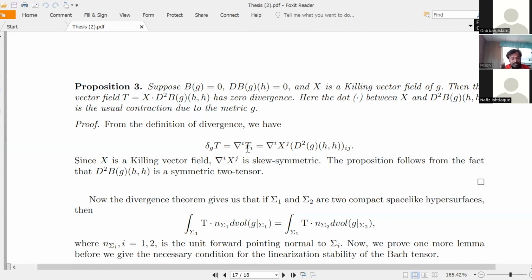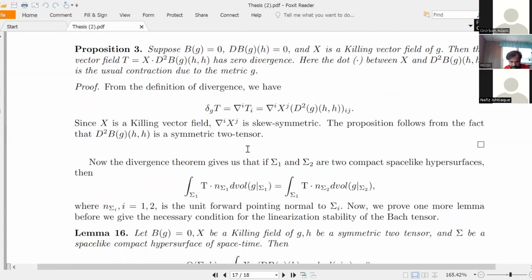This is my conjecture, to be honest. I couldn't prove that part. The Bach equation is linearization stable if there is no Killing field. This is one of my conjectures. My advisor and I strongly believe that has to be true. Our guess is that instead of working with Killing fields, maybe conformal Killing fields should work. This is our future goal. But in this article, at this stage, we are restricting our situation to when we have at least one Killing field. This is a restriction. Okay.